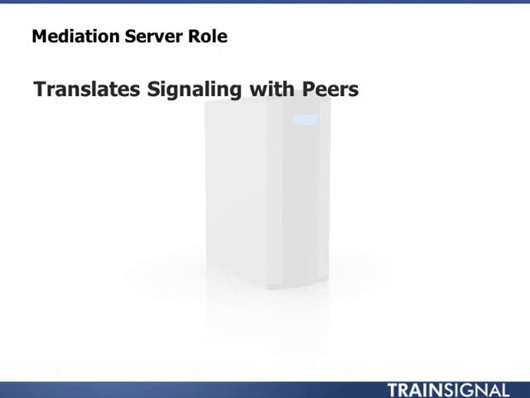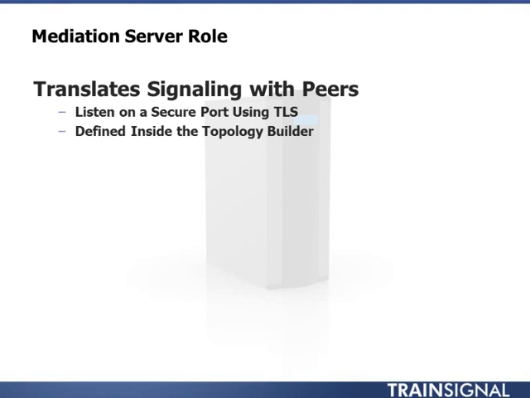The mediation server is typically configured to listen on a secure port using TLS. To define the port that your mediation server is going to listen on, you define these settings inside of your topology builder. Any of the qualified gateways in the Open Interoperability program will support TLS, but they can also be enabled for TCP-based connectivity also.